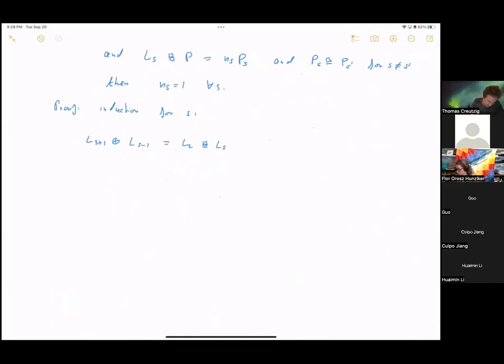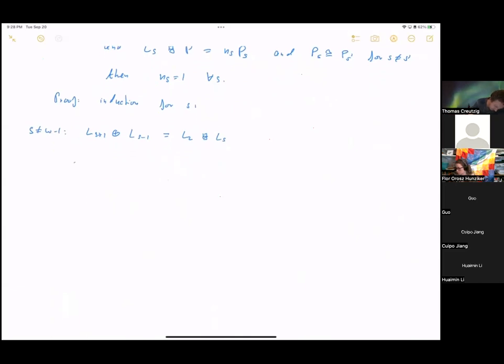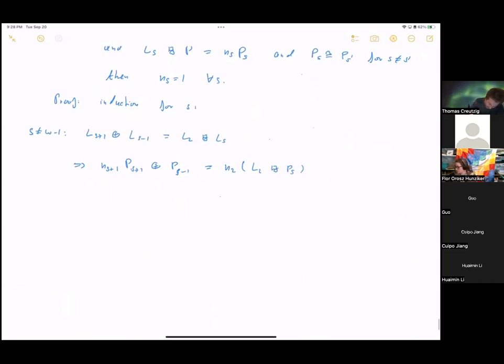And here I have to assume that S is not equal to W minus 1. But anyway, what I get is that NS plus 1 times PS plus 1 is equal to PS minus 1, because by the induction assumption, NS minus 1 is already equal to 1. And this has to be equal to NS times L2 times PS. Now we know that these summands are non-isomorphic, but one summand only appears with multiplicity 1. So this can only be true if this one here is equal to 1. So this is how you get this lemma.